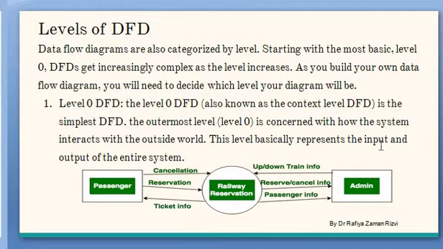This level basically represents the input and output of the entire system. So like here, if you see the example, the entity where input is generating from is the passenger. They try to reserve a ticket, okay, and the reservation system in the railway sends back ticket information.